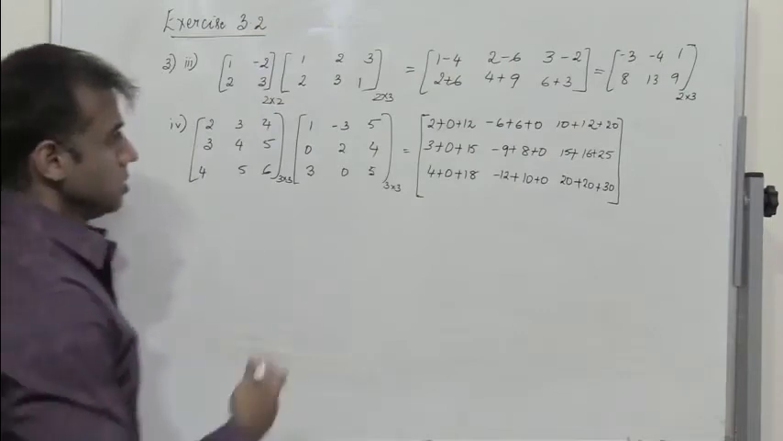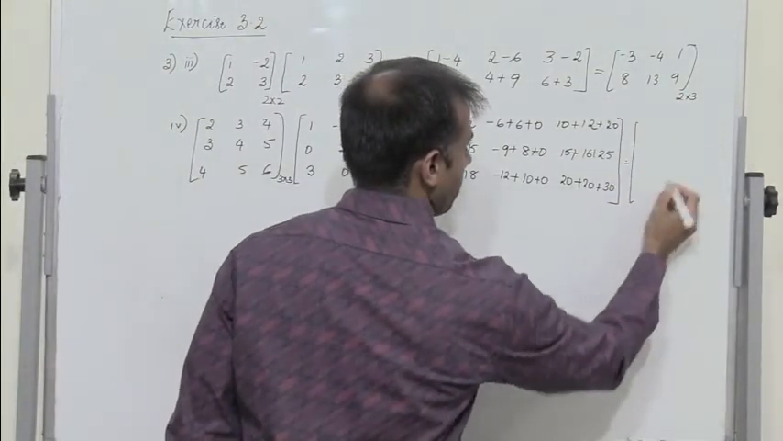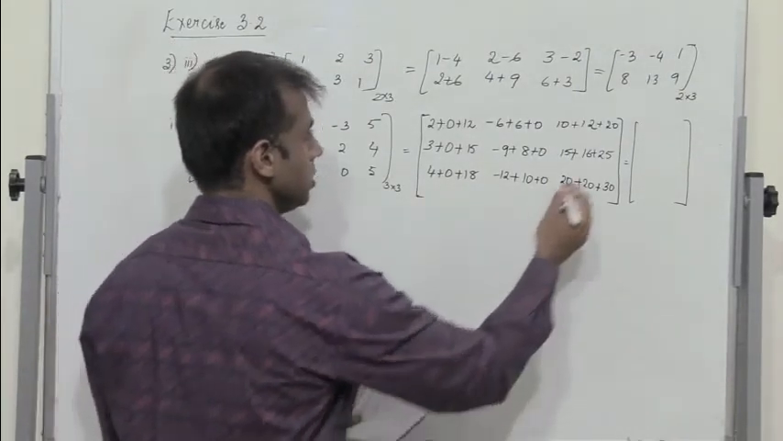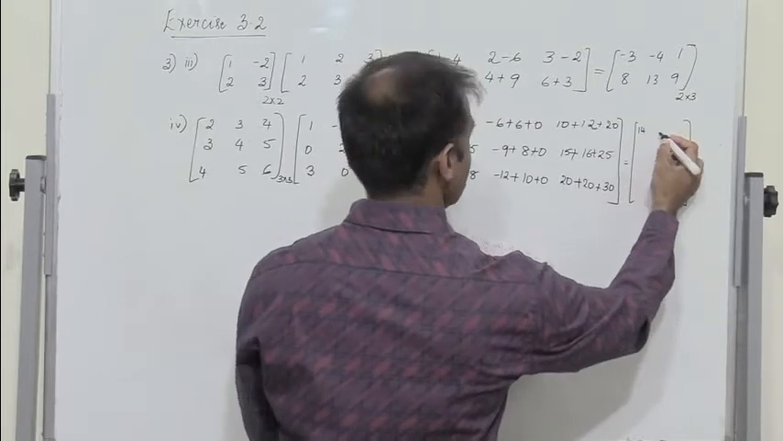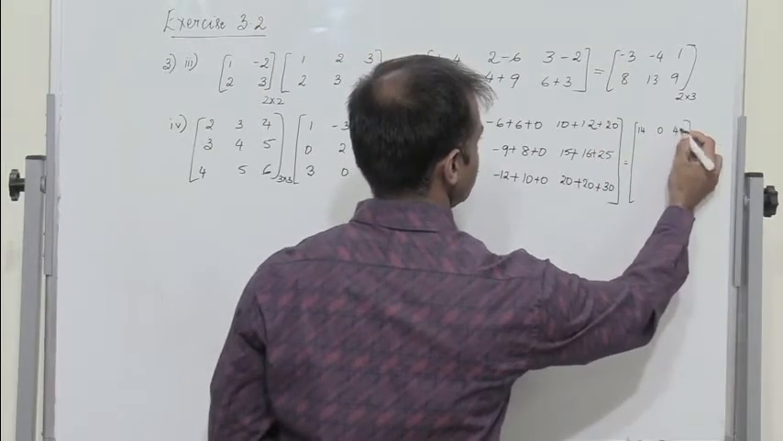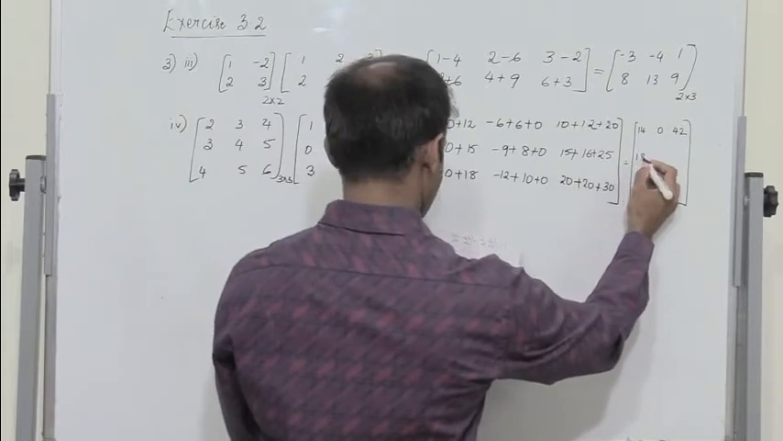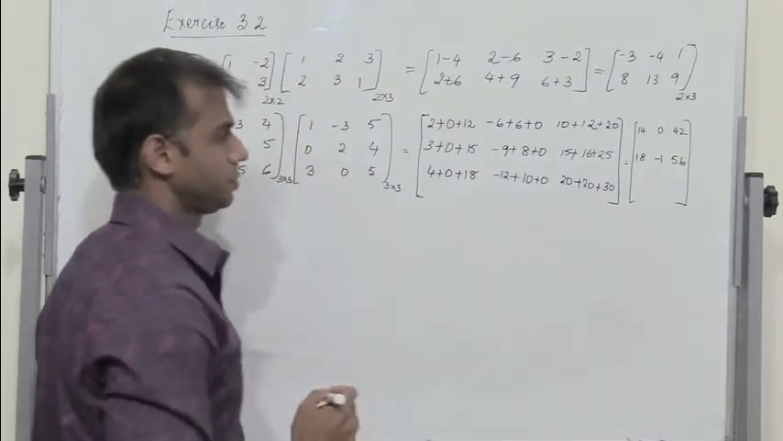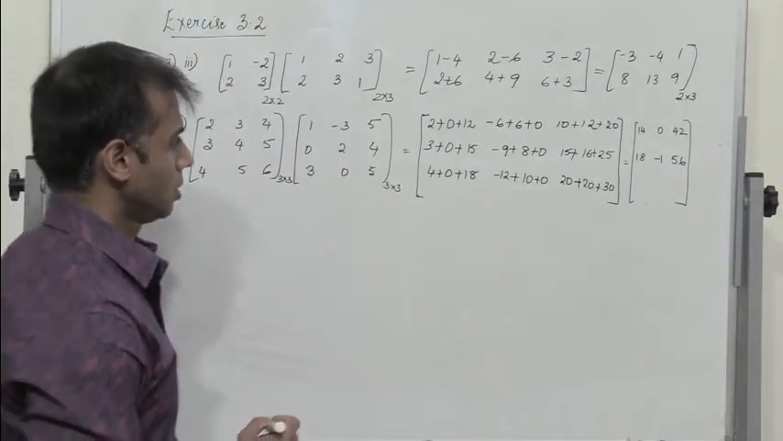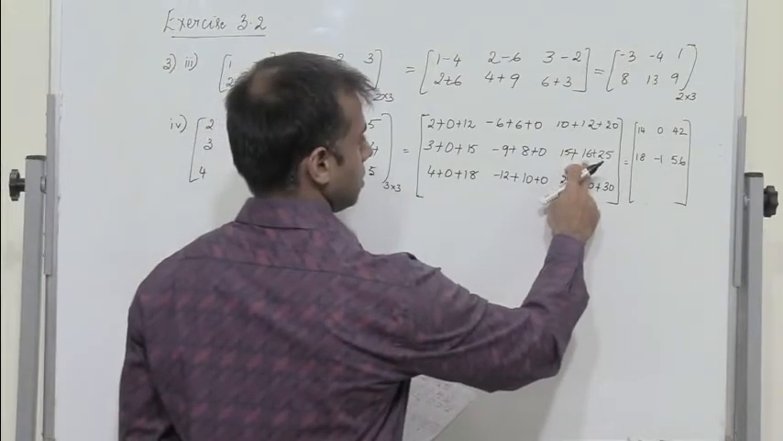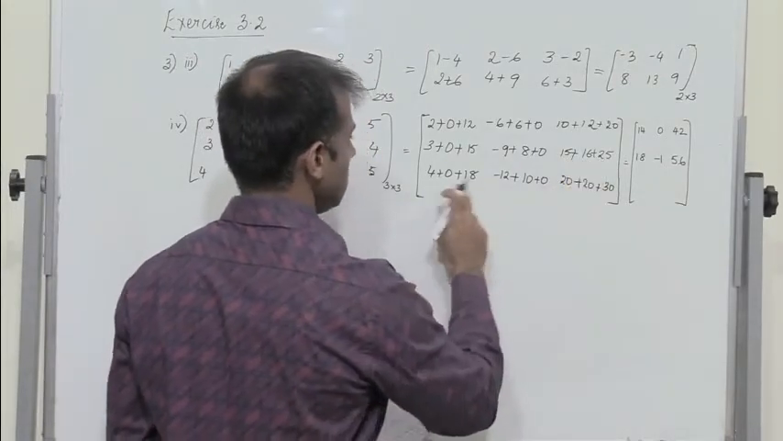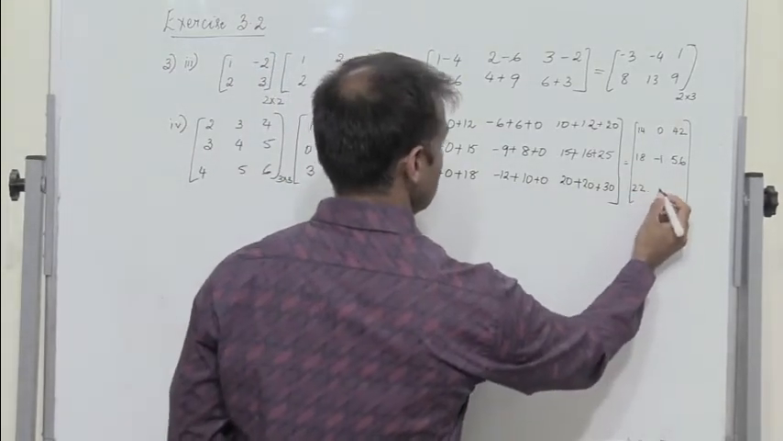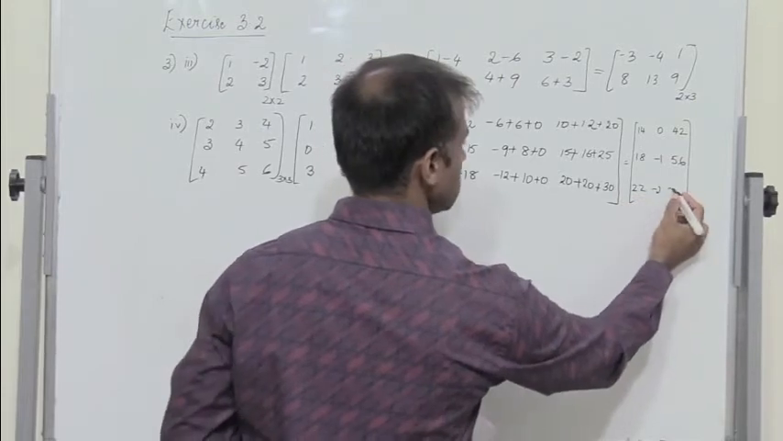Right? So I need to add up all of them. So I get 14, 2 plus 12 is 14, 0, and here I get 42. Next, 18 minus 1, so this is 56, right? So here I have 18 plus 4, which is 22, and then you have minus 2, and then I have 70.